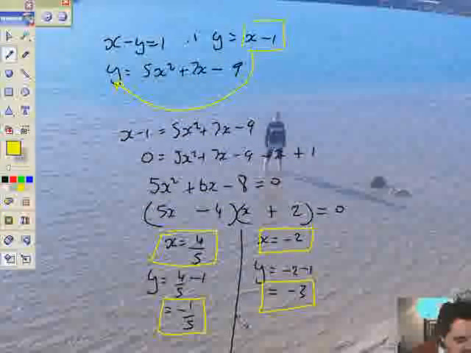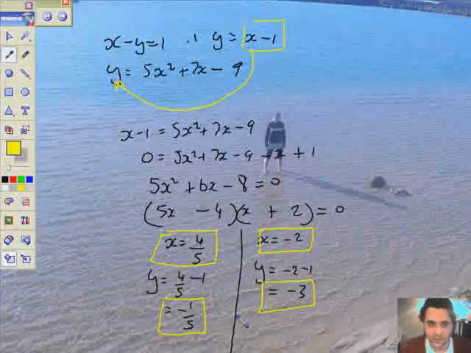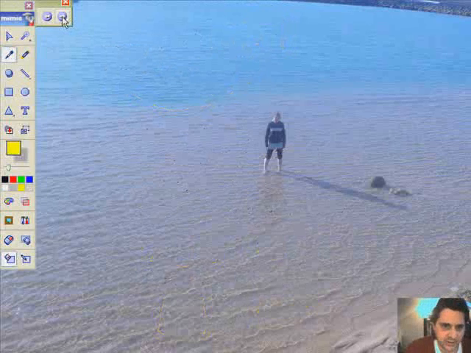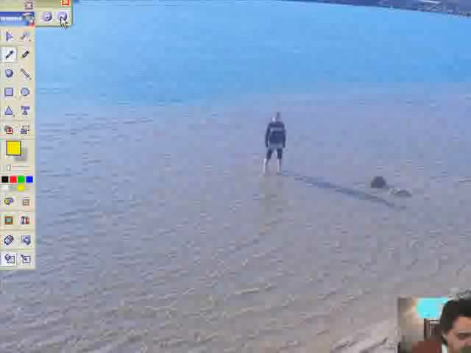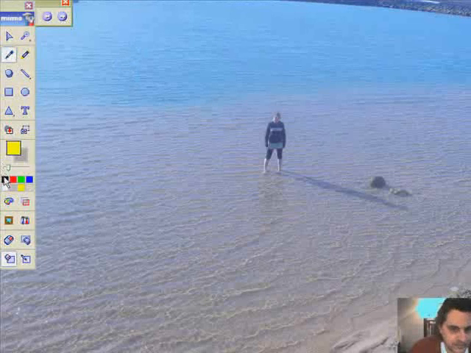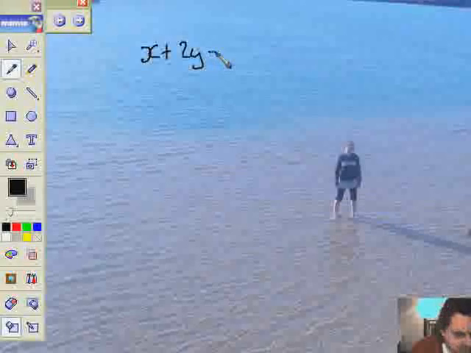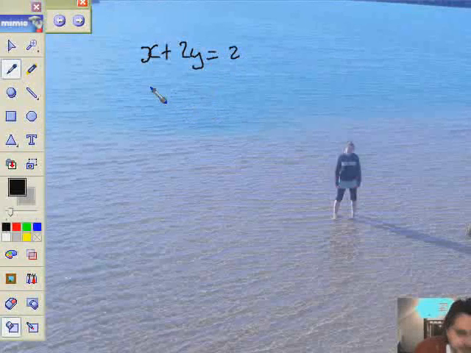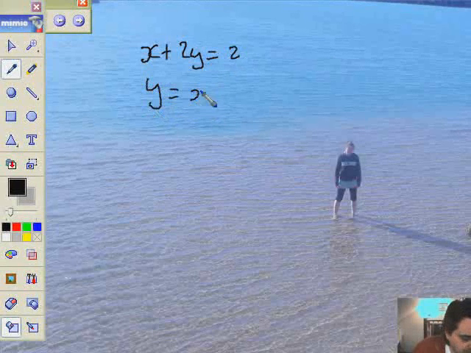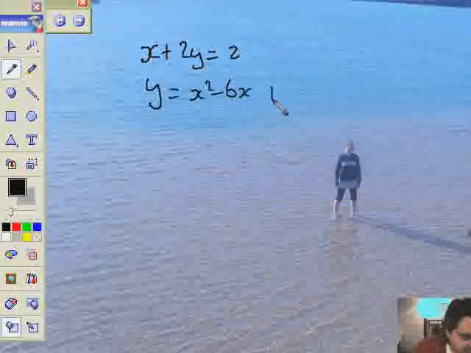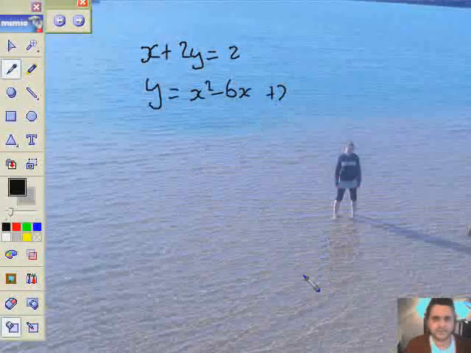And could do h, I suppose. That will require a separate page because these things can get quite involved. Let's just do h, and it's the last one. Back to black. Right. x plus 2y comes to 2. I've got y equals x squared minus 6x plus 7.